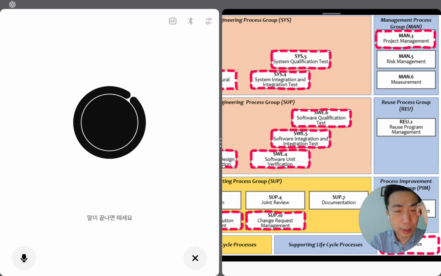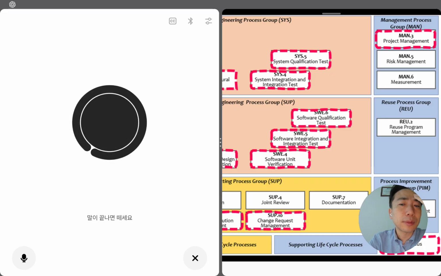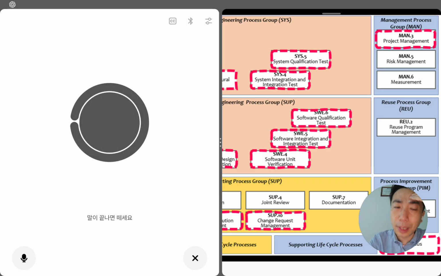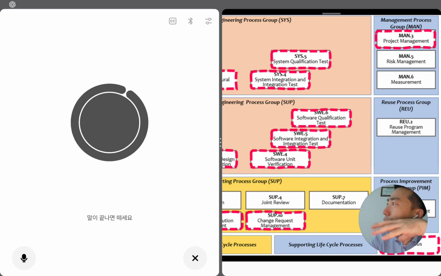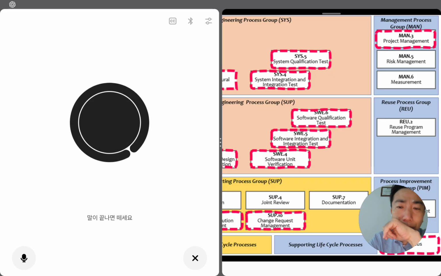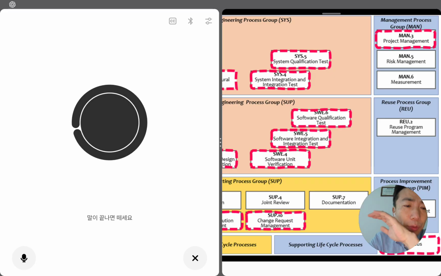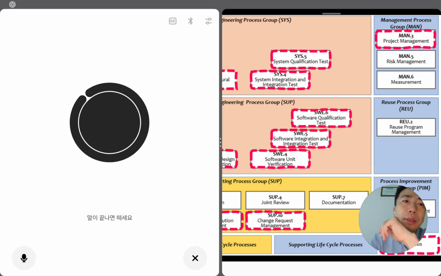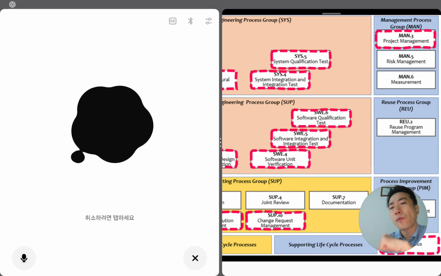Anyway, you explained the mandatory process in great detail. However, I'm not sure I can understand that perfectly in English. So could you please summarize the mandatory process one more time in English?